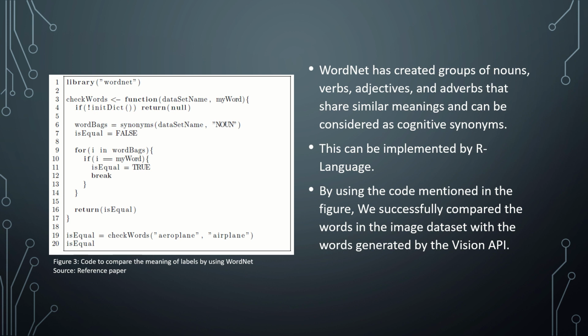And if you see in the code, a function called checkwords is defined to specify the word from the dataset in WordNet and the Google Cloud Image API. Therefore, by using this code, we are able to match the words of the image dataset and the words given by the Vision API.